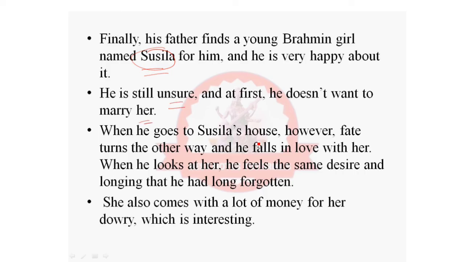When he goes to Sushila's house, however, fate turns the other way, and he falls in love with her. Now you will see that he falls in love with her. This is where he finds his love again, and now he is happy. When he looks at her, he feels the same desire and longing that he had long forgotten. She also comes with a lot of money for dowry, which is interesting. So now you will see that she gives a lot of dowry to him, and they feel happy about it as well.